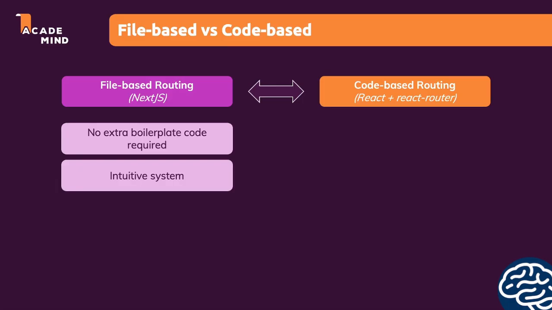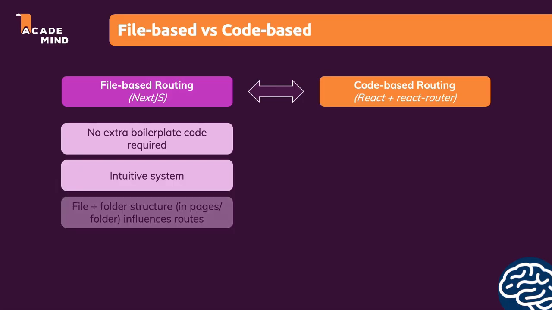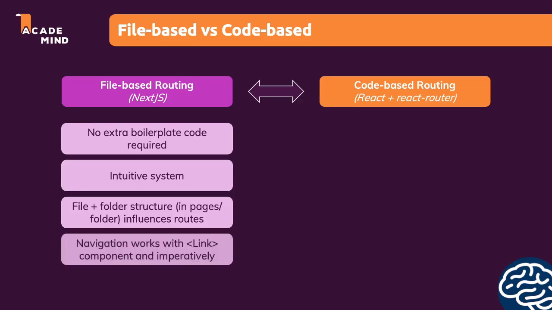So with file-based routing, the file and folder structure we have is everything. That influences our routes, and we therefore fully control the paths we support in our application through our folder structure in that pages folder. Now, for navigating around, we use a Link component, and we can also navigate imperatively, so there's nothing special about that.